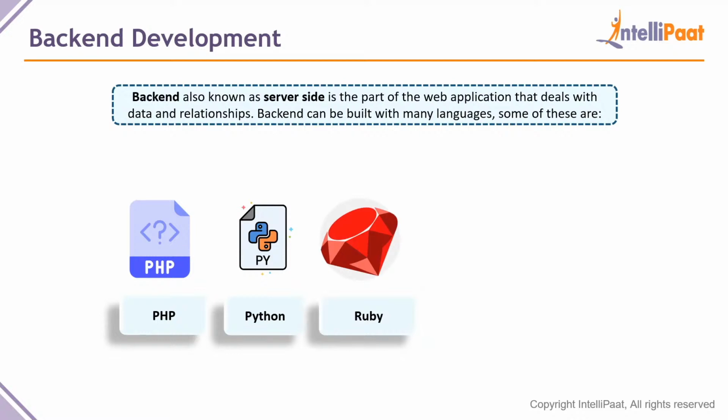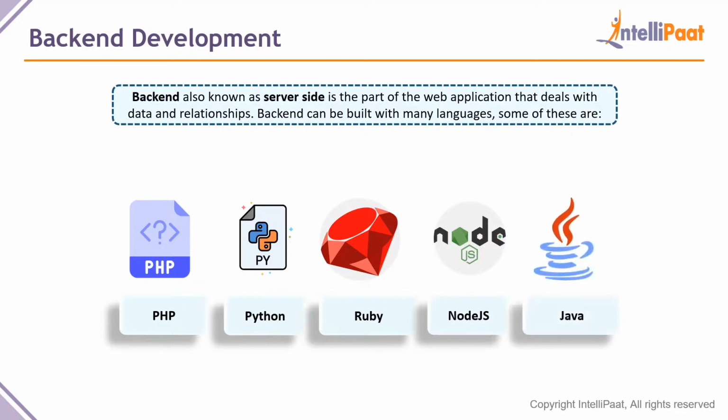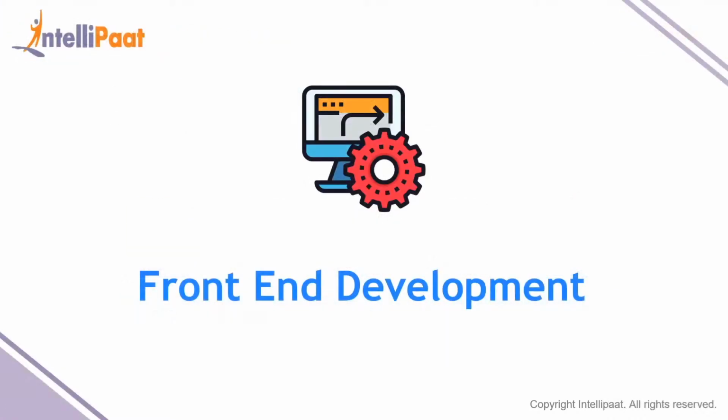And then we have Ruby. So you might be familiar with Ruby on Rails. Node.js, it is a JavaScript based server technology. And then Java. So Java, I'm sure all of you are familiar with. So these are some of the most prominent languages used for server-side development. And then obviously we have front-end development. So this is what the users see. This is the part that deals with the user interface.